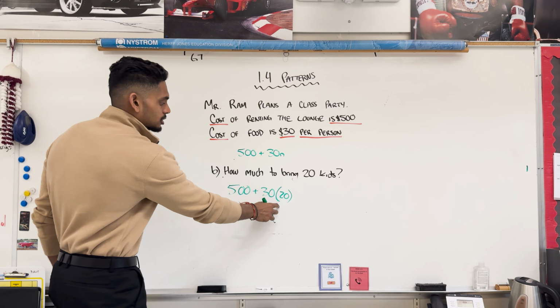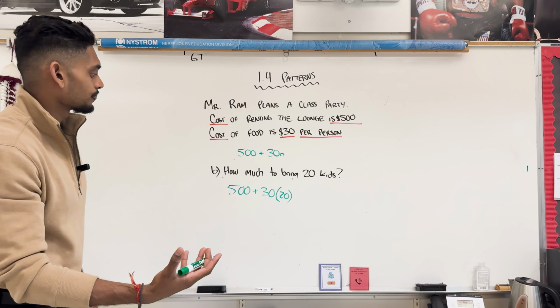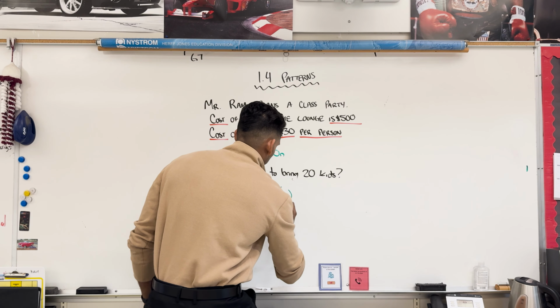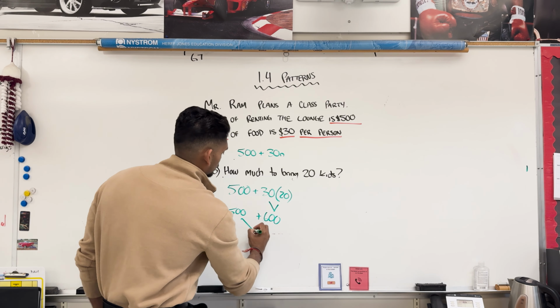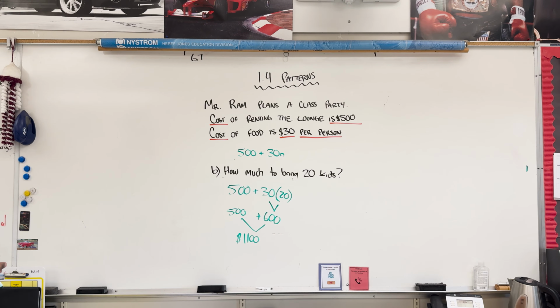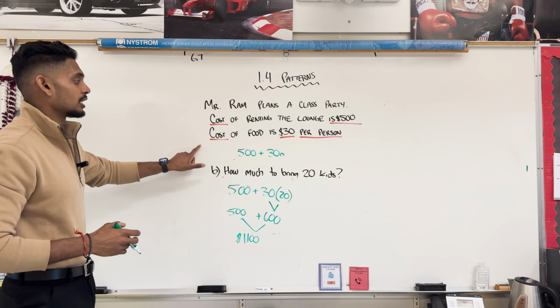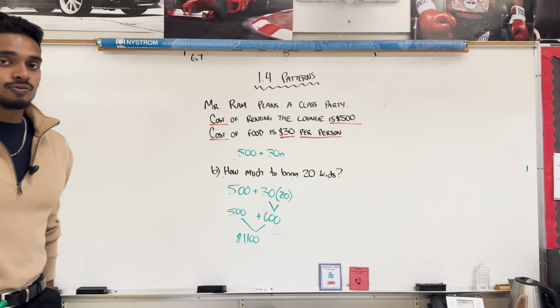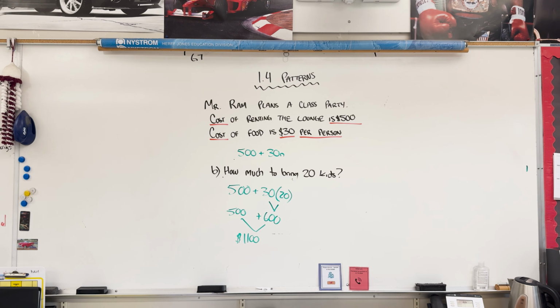So in this case, we're going to do 20. So when you see this, a number beside a bracketed number, you know that means multiply. So we're going to multiply here. It's going to cost us exactly $1,100. So we just found out, using an algebraic expression really quick, the cost for renting and for food of a cool field trip that Mr. Ram is planning out.